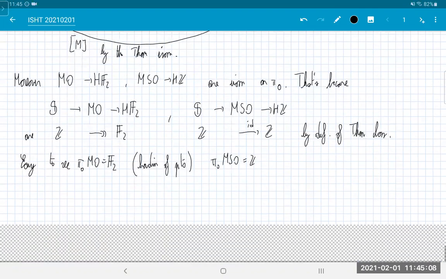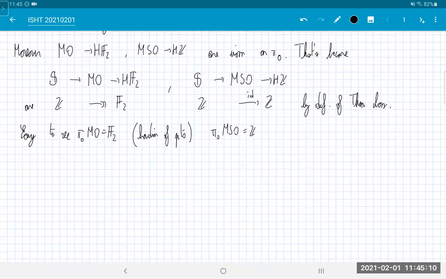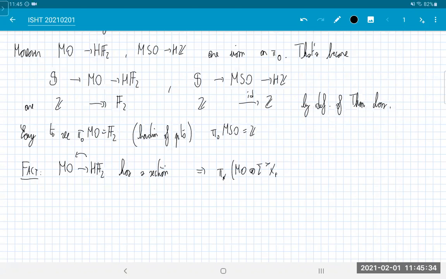So let me just quickly say how you finish the Steenrod problem. A fact that I'm not going to prove, but that Thom proved: the map MO to HF2 has a section. And so pi star MO tensor sigma infinity X plus to pi star HF2 tensor sigma infinity X plus is always surjective.